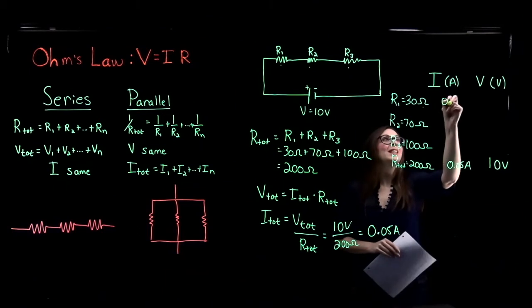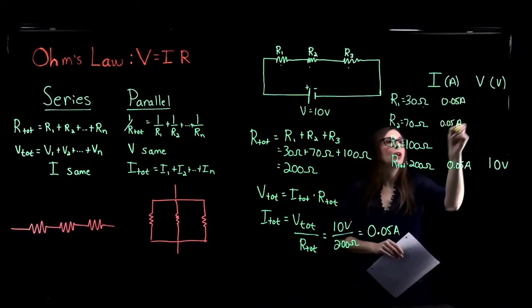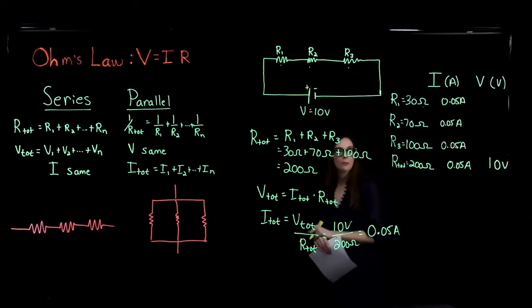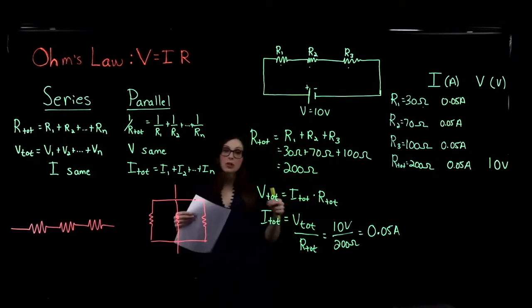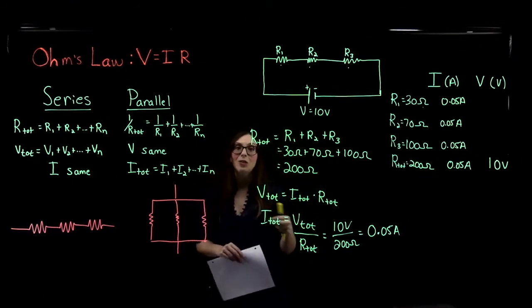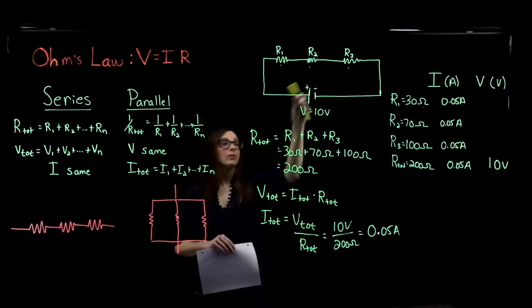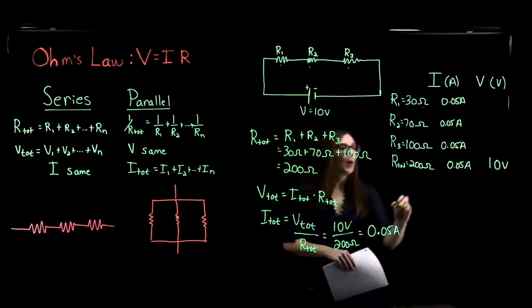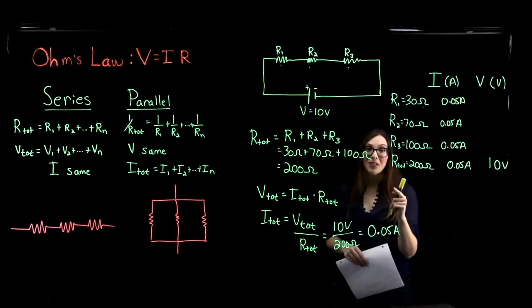So this is really easy. We've got 0.05 amperes of current running through each one of my resistors. Now to get the potential difference across each one of my resistors here, I can use Ohm's law. So Ohm's law for each one of those resistors.